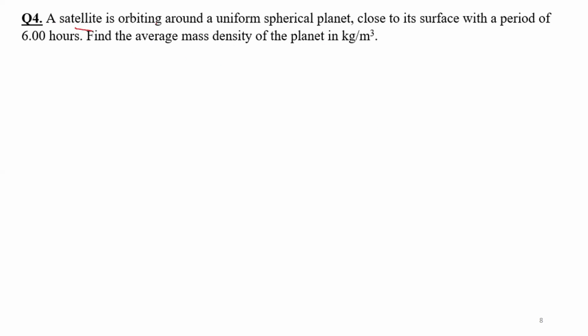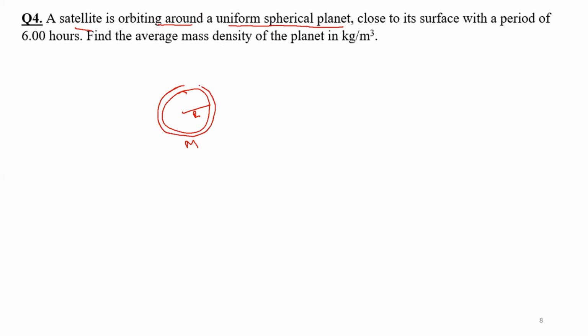So I have a satellite which is orbiting around a uniform spherical planet. This is very important. Close to its surface with a period of 6 hours. Find the average mass density of the planet in kilograms per meter cubed. I don't need to draw, but drawing is excellent. We are in physics. So this is my planet. It's a sphere. It has a radius r and a mass m. Now I have a satellite which is orbiting close to the surface.